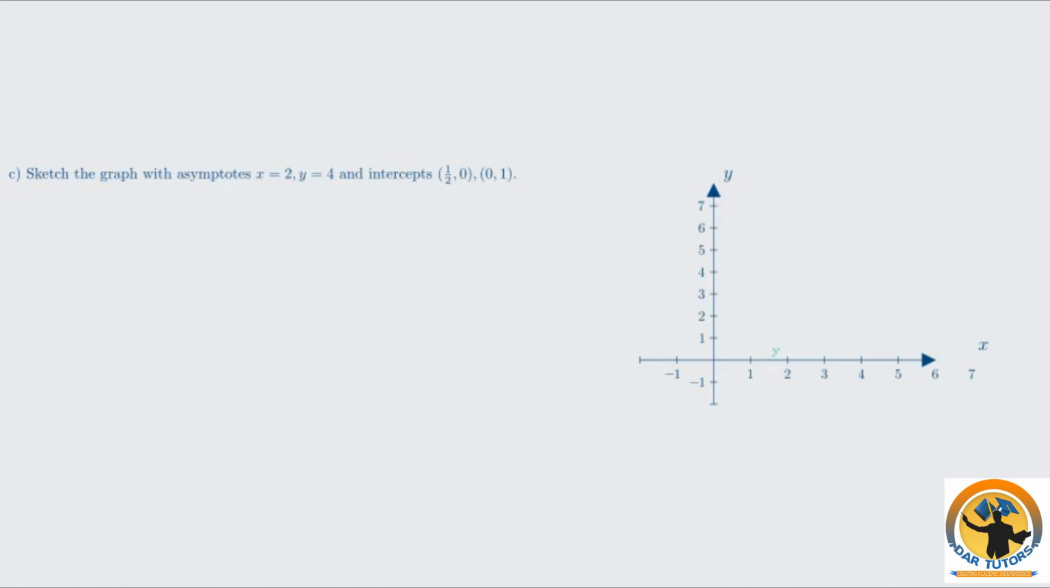So the y-intercept is 1. Now we can sketch the graph. We draw the asymptotes at x equals 2 and y equals 4. We mark the intercepts at (1/2, 0) and (0, 1). Since the numerator is positive, the branches of the hyperbola will be in the top right and bottom left regions relative to the asymptotes. We draw the curves passing through our intercepts and approaching the asymptotes.